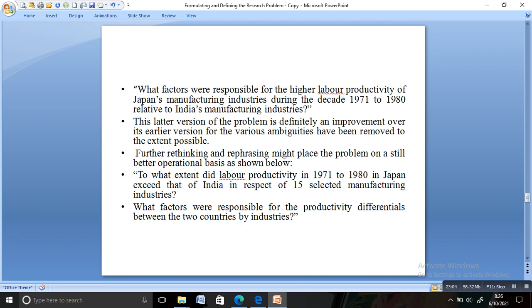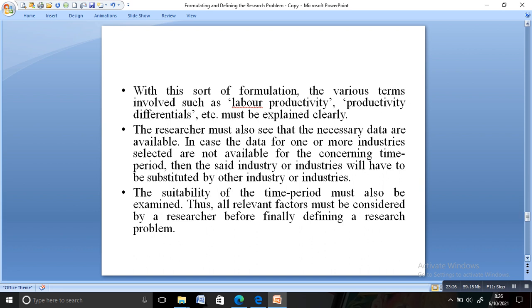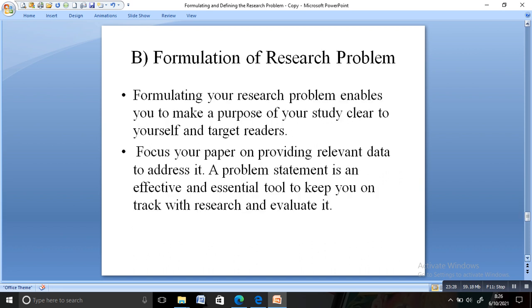Hope you're clear about defining your problem. Next is formulation of the research problem. It is also based on defining the research problem. Formulating the research problem enables the research to proceed in a particular, clear way.